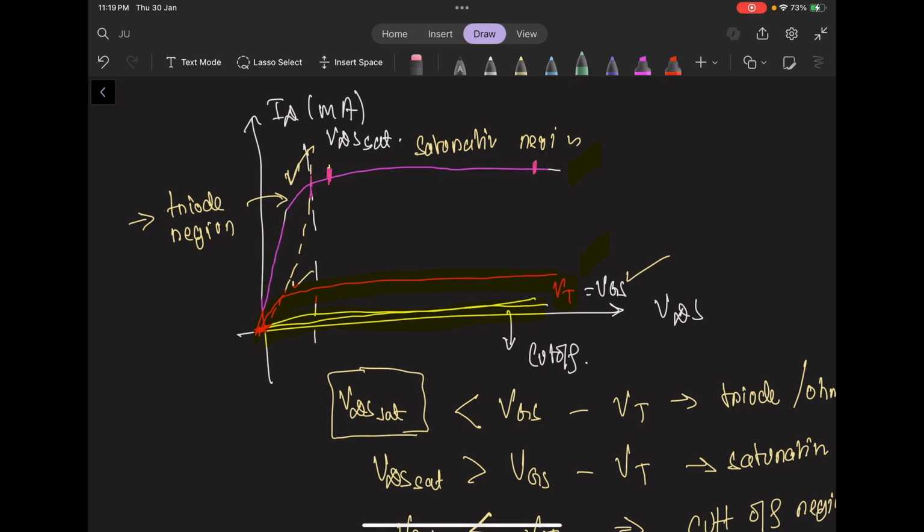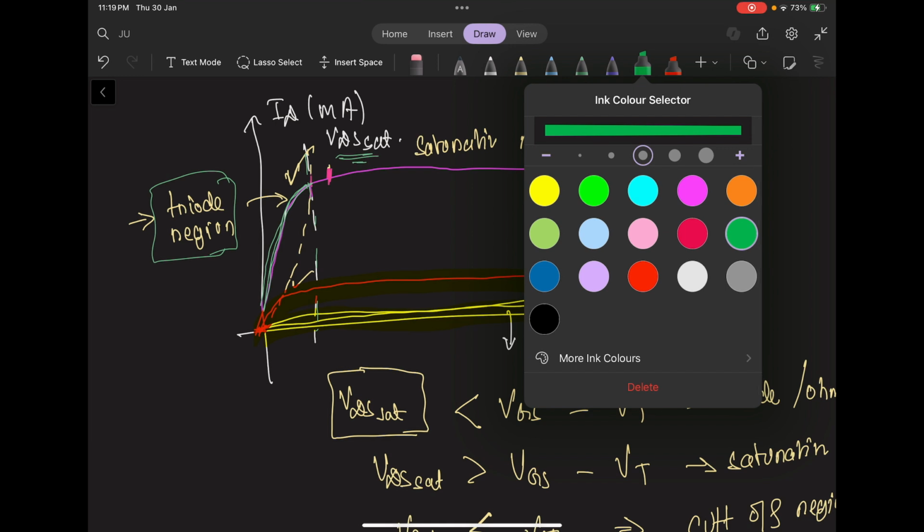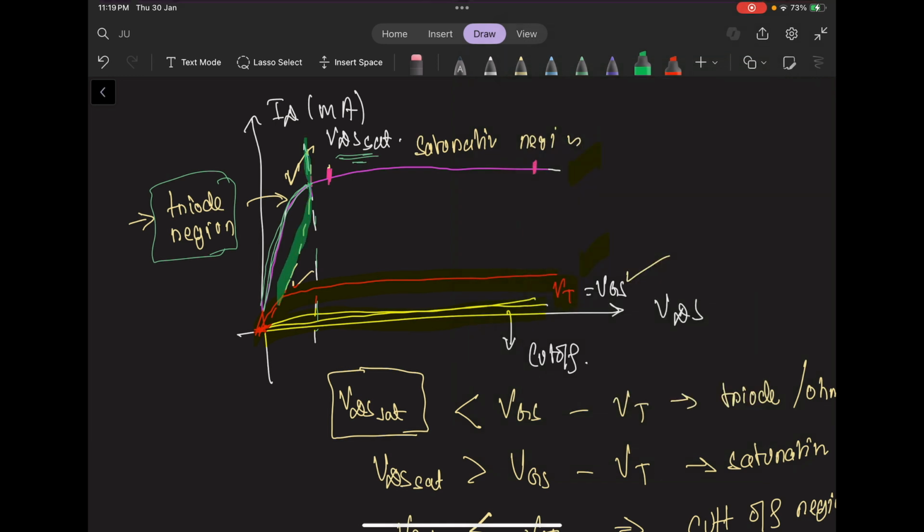flattens out. What is interesting is, at this point of the curve, the MOSFET works as a triode, and so it is known as the triode region. Triode is a semiconductor device, which is something else we will learn. Now, VDS saturation is the point at which the saturation drain to source current is obtained. And note that if we plot the locus of this VDS saturation, it comes out something like this.